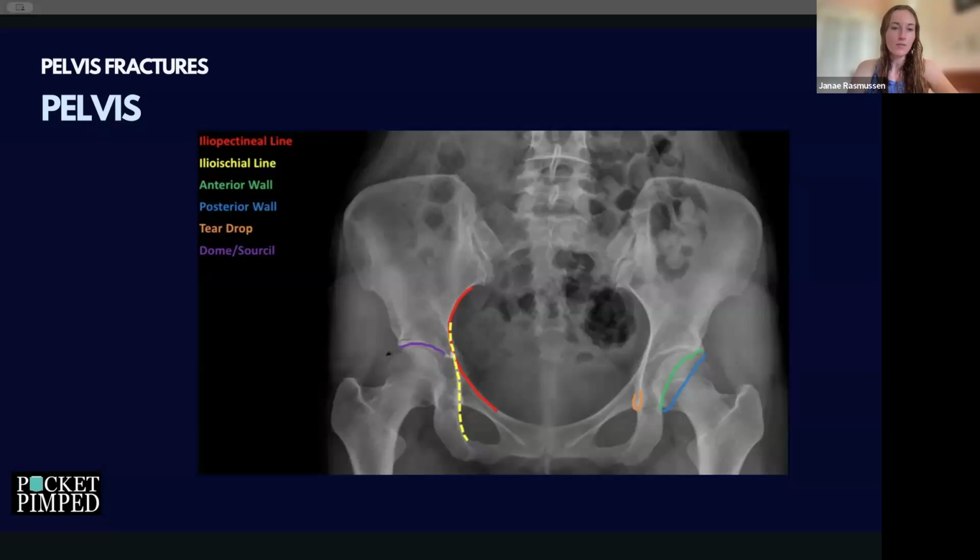These can sometimes be hard to differentiate, but they can be very helpful when we're getting into the nuances of assessing things like anteversion. We also have here what we call our teardrop, and this can be very helpful when we're looking at assessing a total hip or placement of our acetabular component, making sure that the inferior aspect is at the bottom of the teardrop. And then here we have the dome, or the sourcil. And this is something that is oftentimes disrupted in different acetabular fractures.